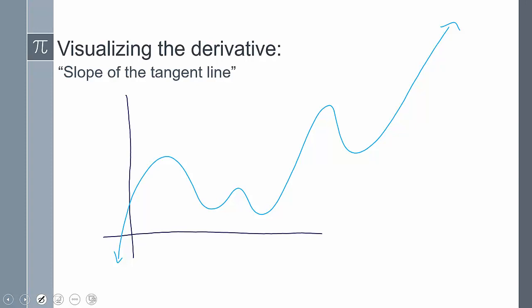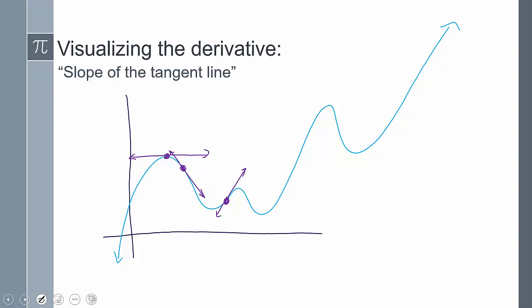Now, you're going to see this phrasing, slope of the tangent line. What does that mean? Along this graph here, on any point, let's say I pick this point here, essentially the slope of the tangent line is the slope of the line that's created that touches the graph at that point. And as this point moves, so does the slope. And so at every point, that instantaneous rate of change is going to be different.